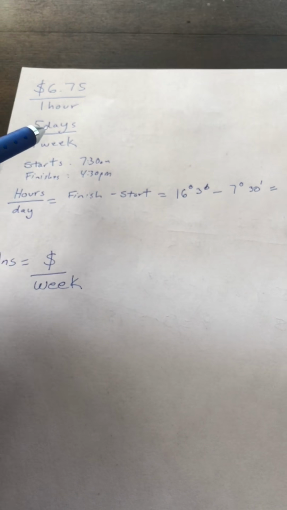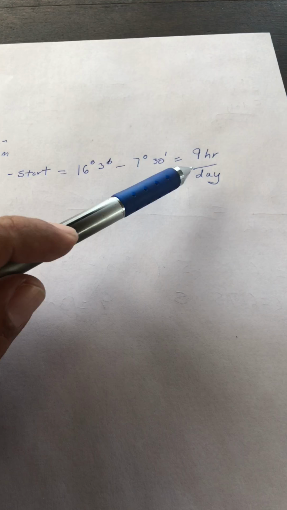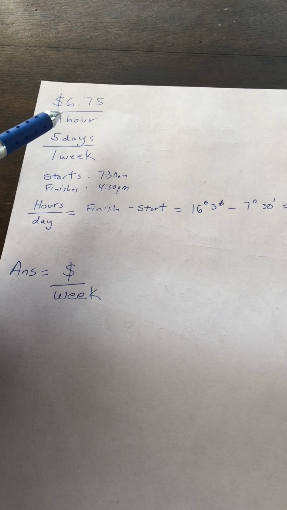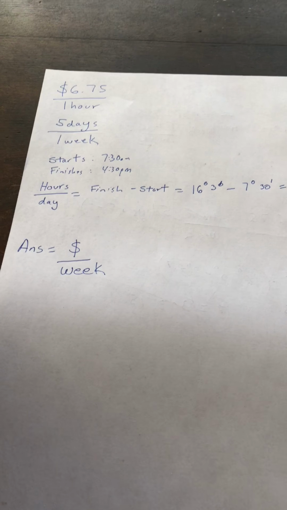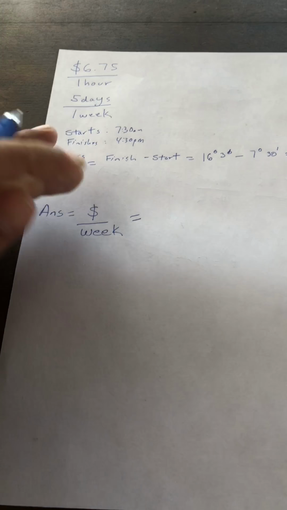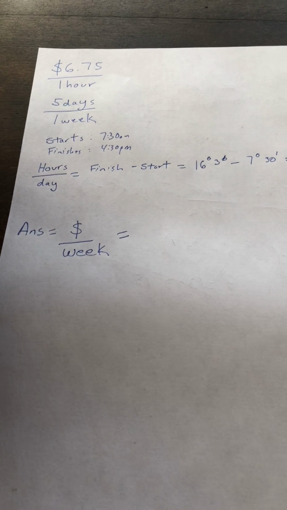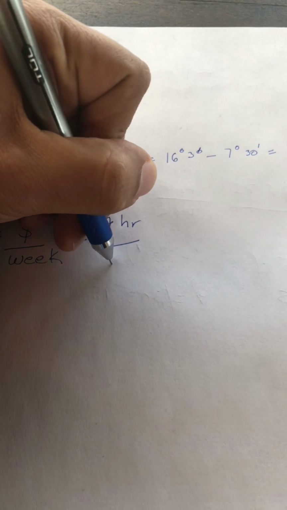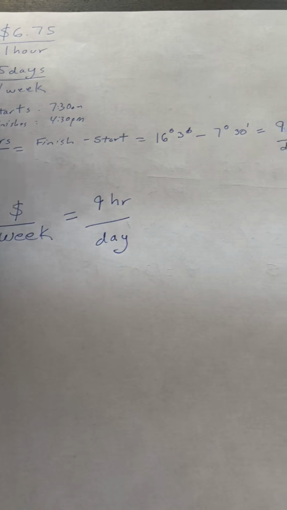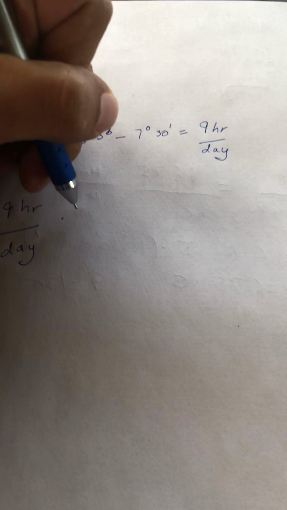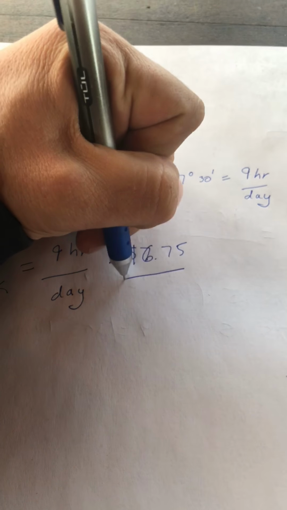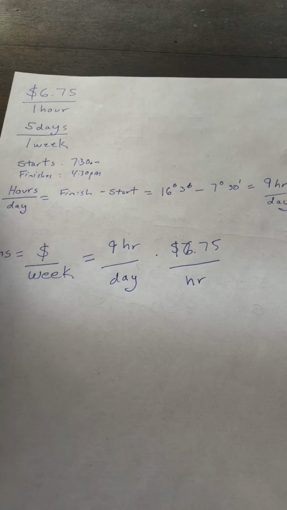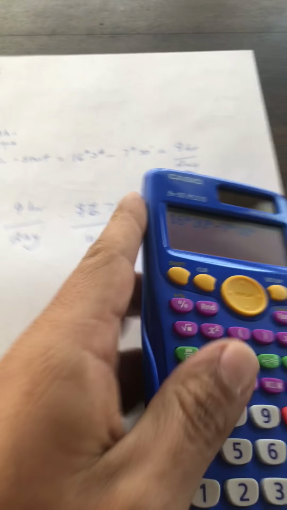Or we could find out how much he makes in 1 day. If he works 9 hours a day, multiply it by $6.75 an hour. We'll figure out how much he makes in 1 day. So dollars per week. Let's get this all set up and do it all in one equation. Let's start with what we know. Matt works 9 hours per day. And he makes $6.75 per hour. So if we just do that, we can find out how much he makes per day.